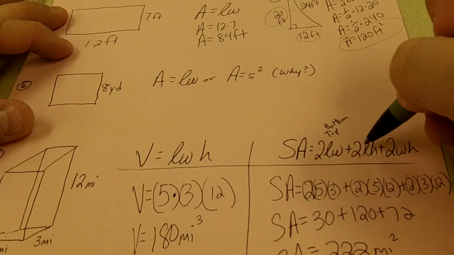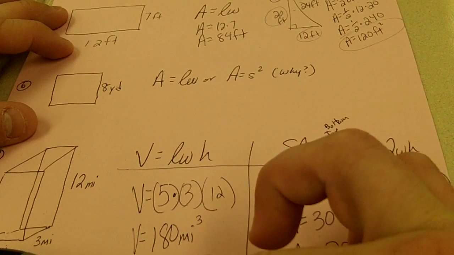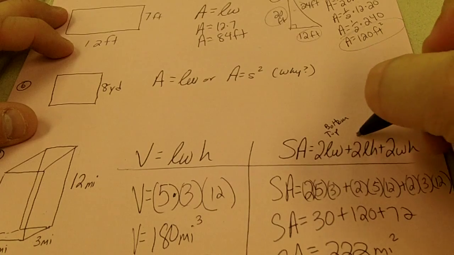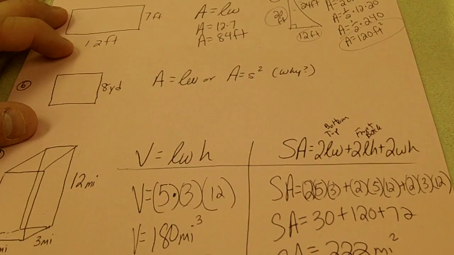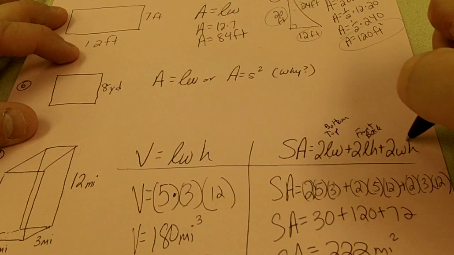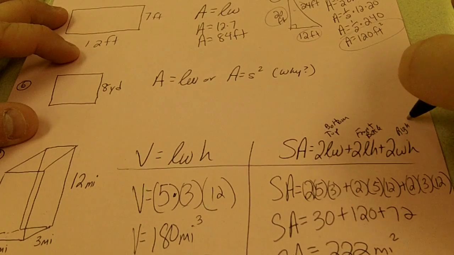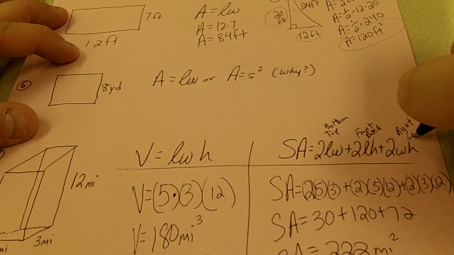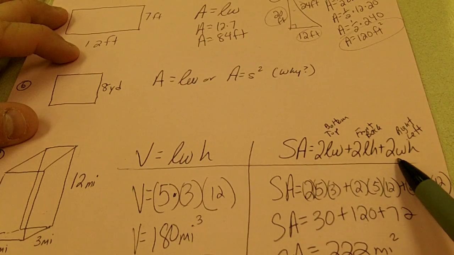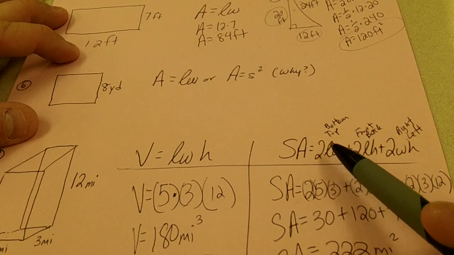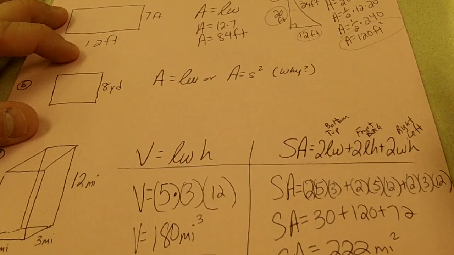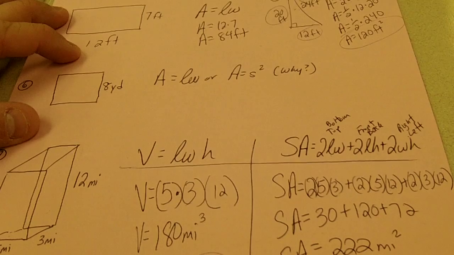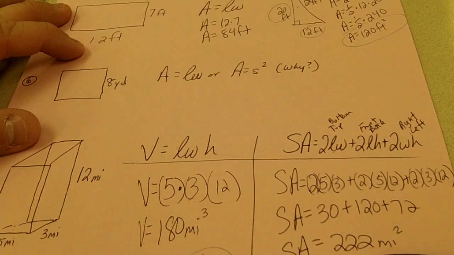So the top is the LW, the bottom is the LW. There are 2 LWs. The LH would be the front and the back. So I have a front and I have a back. That's why I have 2 LHs. LH is the front, LH is the back. My WH is going to be my right and my left, because one of the WHs is my right and the other one is my left. So you can see why the formula is written the way it is. I'm finding basically the area of 2 faces, the area of 2 faces, the area of 2 faces, and now I have that whole gift wrap concept covered. I have all the faces covered, and I could put paper on all of them. So my total would be 222 miles squared.